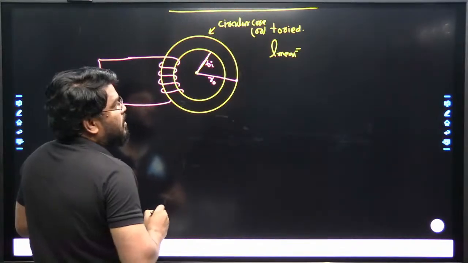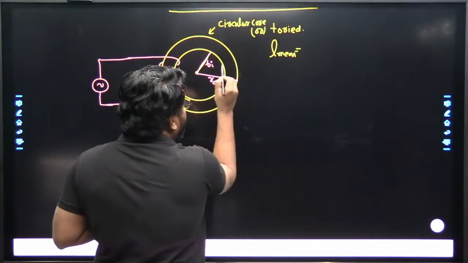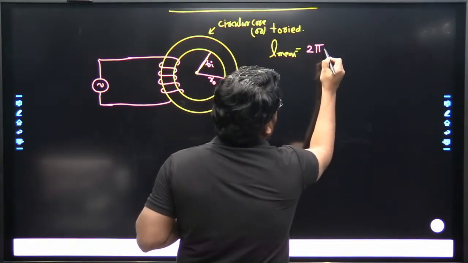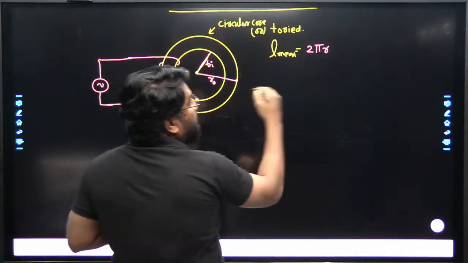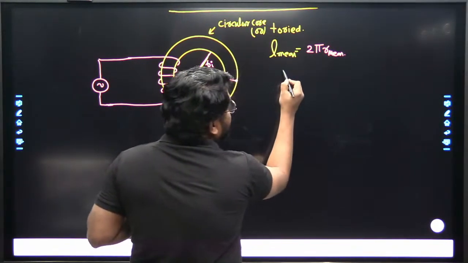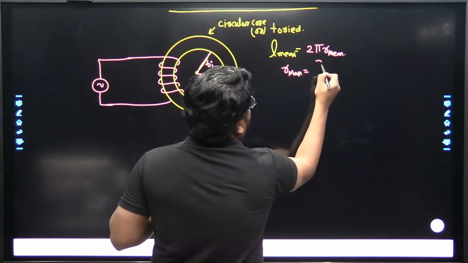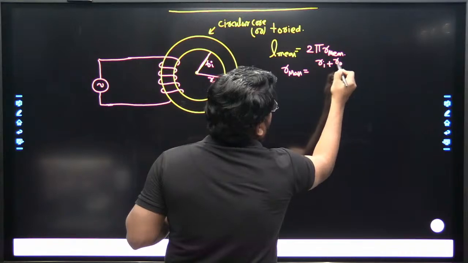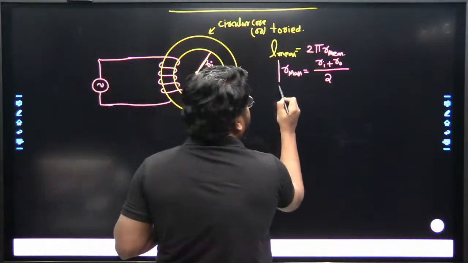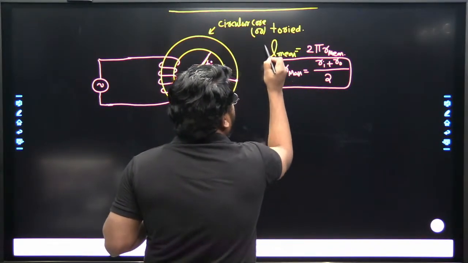So now how do we find the mean length here? The mean length is equal to 2πr, the periphery of the core. That is r mean. So how do we get the mean radius here? That is equal to Ri plus Ro divided by 2, the inner radius and outer radius. So this part is very important. This is the mean length.